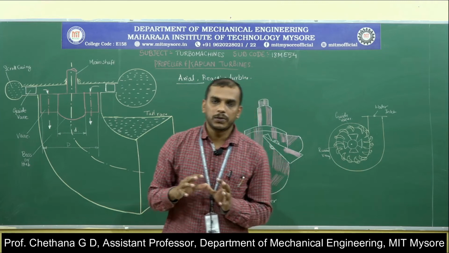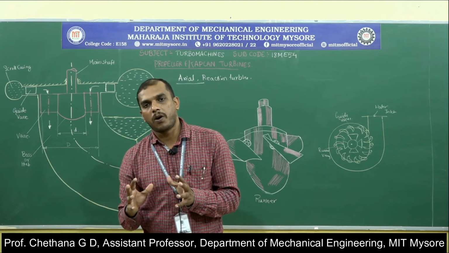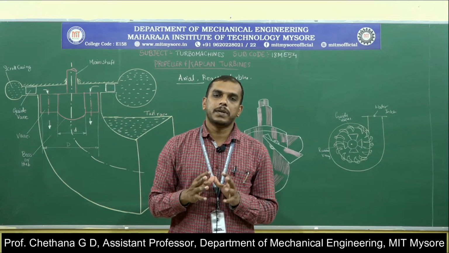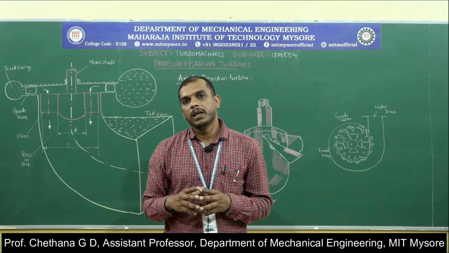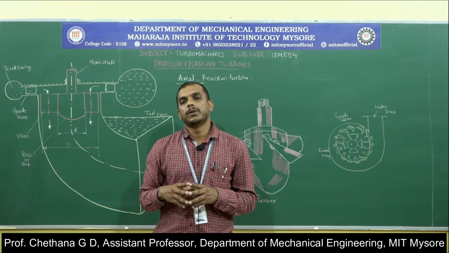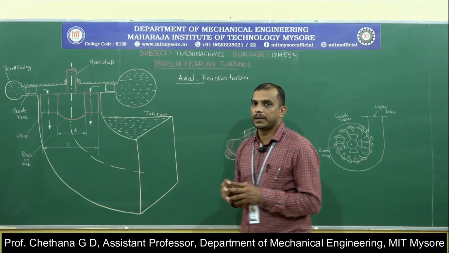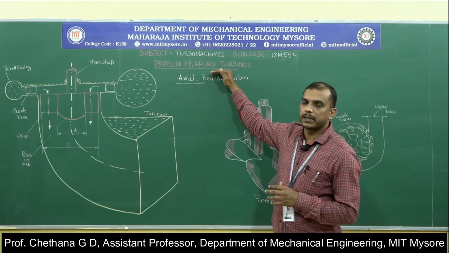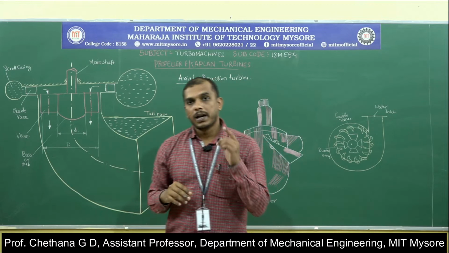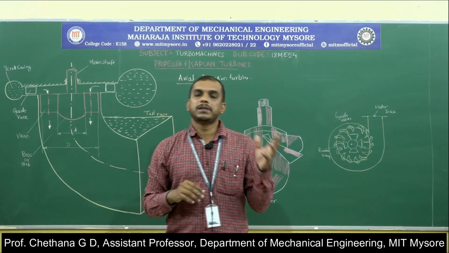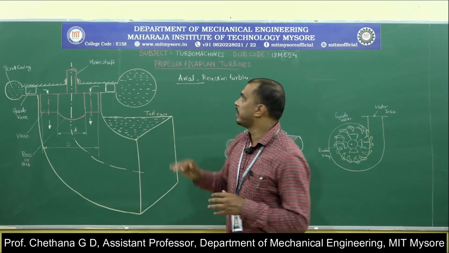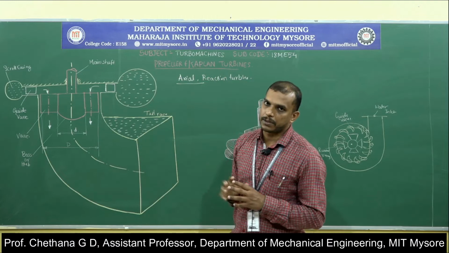Similarly, when you have moderate head and moderate discharge, we go for a turbine called the Francis turbine. And when you have higher discharge but the head is low, we go for a turbine which we call the Kaplan turbine or propeller turbine. So when you have a higher discharge, like a reservoir, but the head is very low, the suitable turbine will be a Kaplan or propeller turbine.